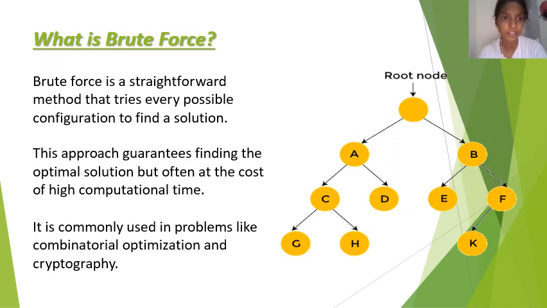The next is what is brute force. Brute force is a straightforward method that tries every possible configuration to find a solution. This approach guarantees finding the optimal solution, but often at the cost of high computational time. It is commonly used in problems like combinatorial optimization and cryptography. This is all about brute force, and this is the diagram of how we represent brute force.